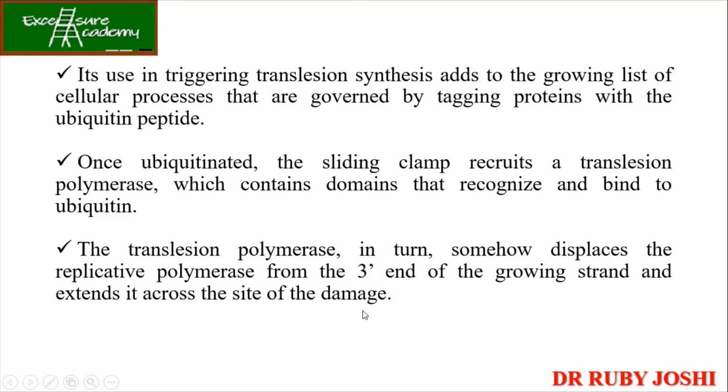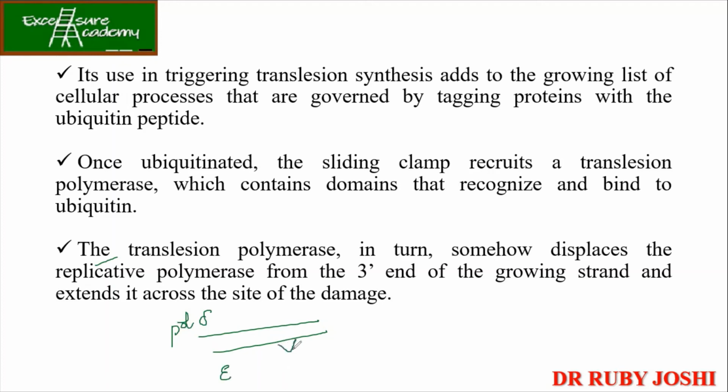So what will happen here now? If it is eta or kappa, they will come and remove your epsilon and theta and continue past the damage. Clear? I'll try to draw and explain. See, what is happening is that in the case of eukaryotes, we have got polymerase delta and polymerase epsilon, one going on the leading and one on the lagging strand.